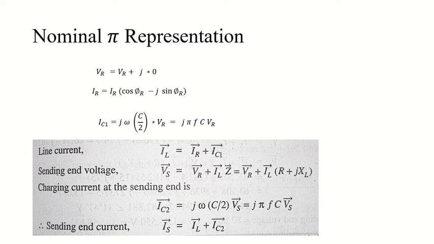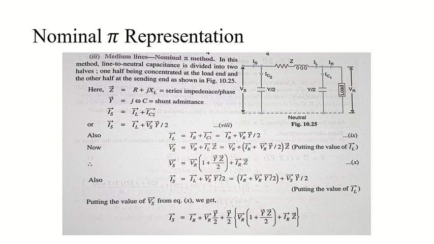So now that we have seen the formulas, phasor diagram and circuit diagram for it, let's derive the ABCD parameters for my nominal pi representation. Okay, so let's come here. Our objective is to find the ABCD parameters, or generalized circuit constants, of the nominal pi represented medium transmission line.